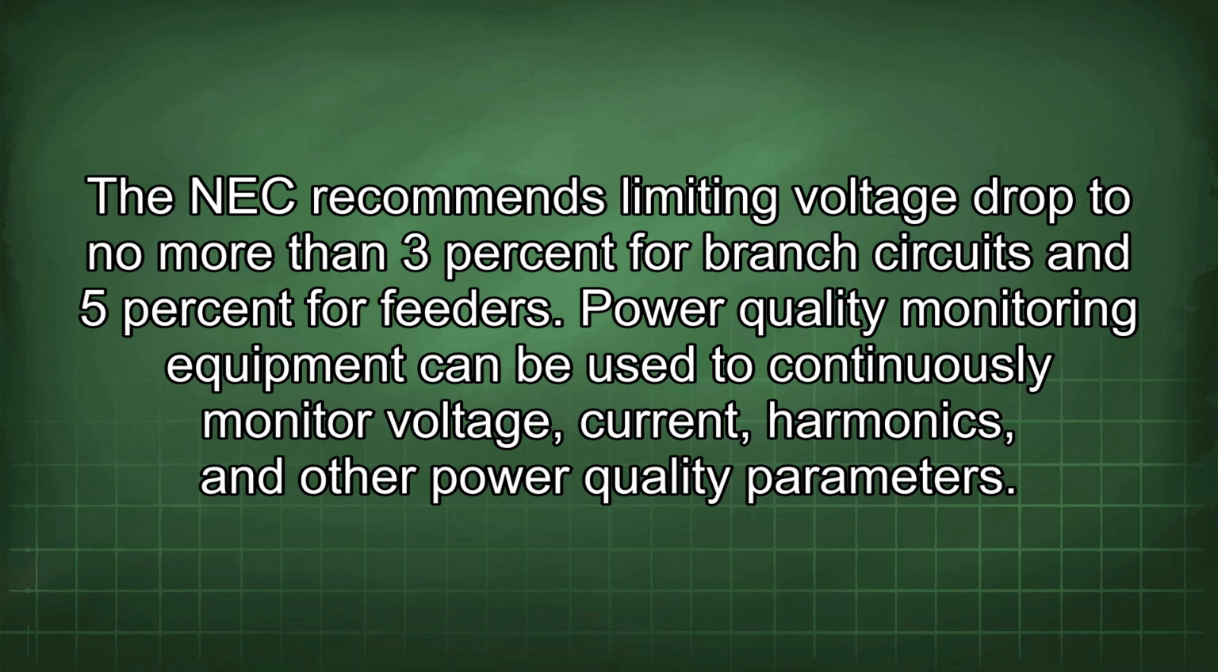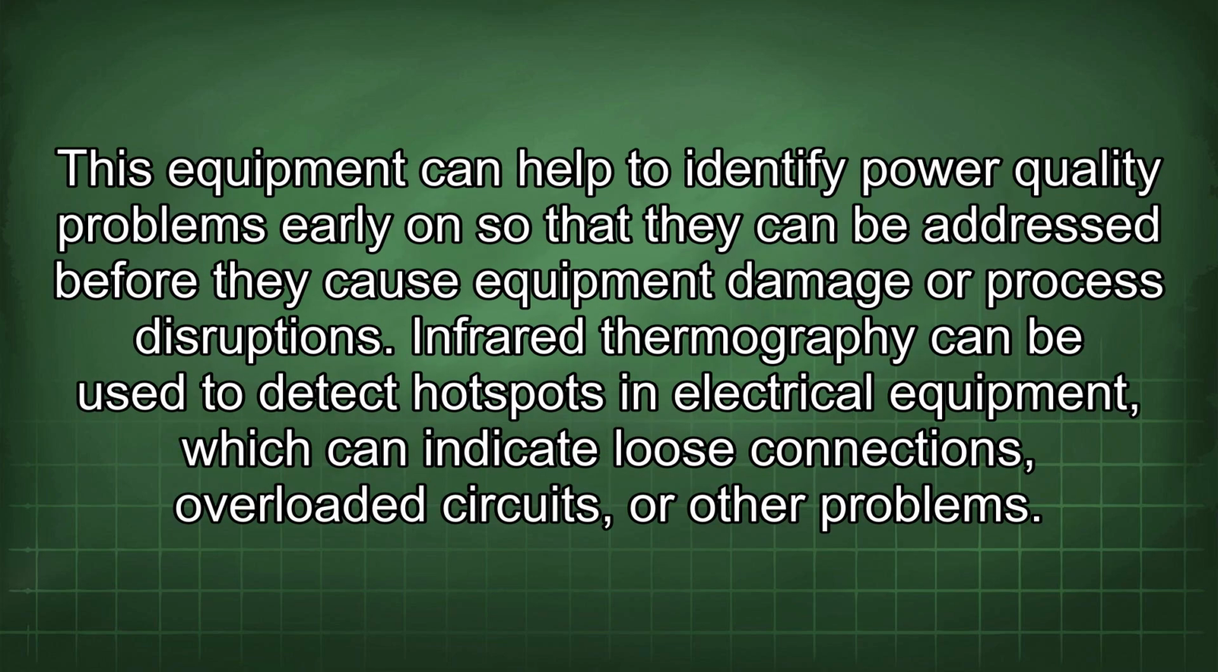Power quality monitoring equipment can be used to continuously monitor voltage, current, harmonics, and other power quality parameters. This equipment can help to identify power quality problems early on so that they can be addressed before they cause equipment damage or process disruptions.